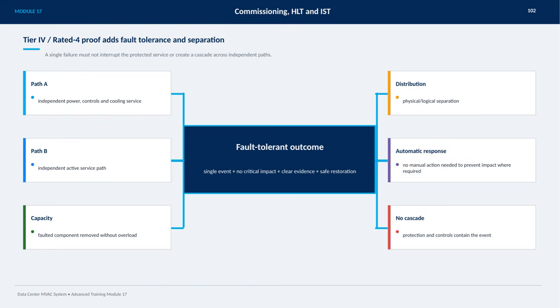There's no cascade effect, with protections and controls designed to isolate the event. The fault-tolerant outcome here means that a single failure leads to no critical impact, provides clear evidence of the issue, and allows for safe restoration, keeping services reliable and secure at all times.